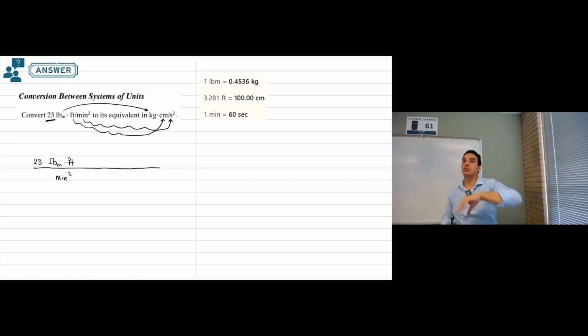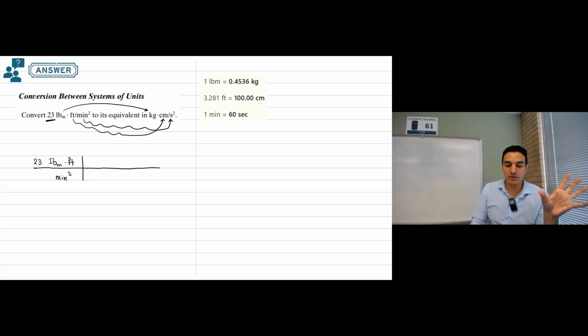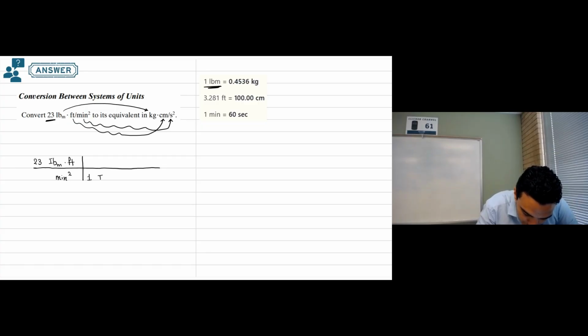So this is what I need to convert. Start by converting every dimension. How can we do this? Let's start with pound mass. I know that 1 pound mass equals 0.4536 kilogram. Pound mass is in the upper side, so you should take this conversion as is and put it here. So here we have 1 pound mass.